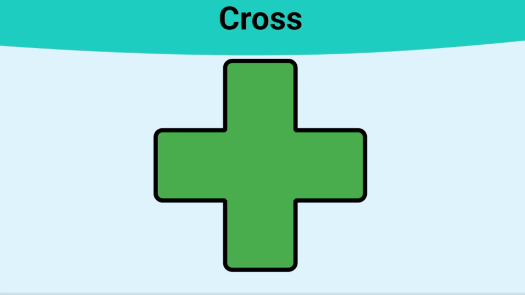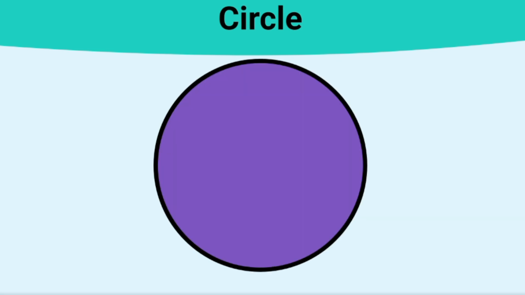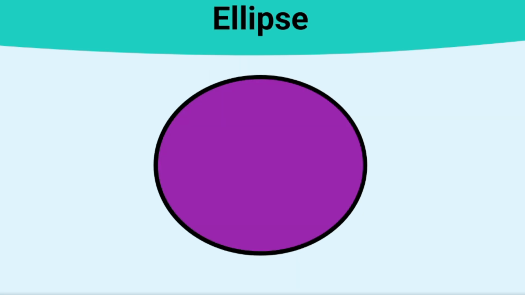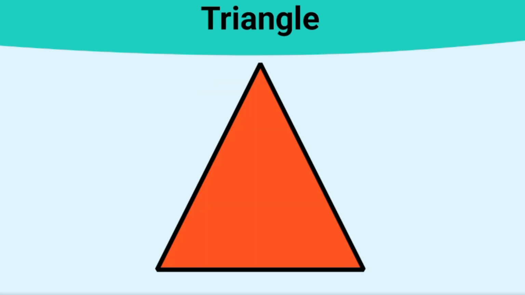Now you will tell me which shape is this. Yes, which shape is this? Circle. Very good. Which shape is this? Kids, tell me. Ellipse. Very good. Which shape is this? You will tell me which shape is this. Triangle. Very good. You are genius.